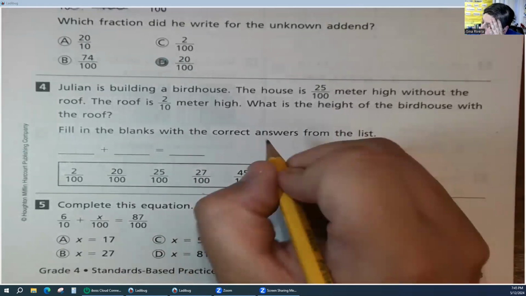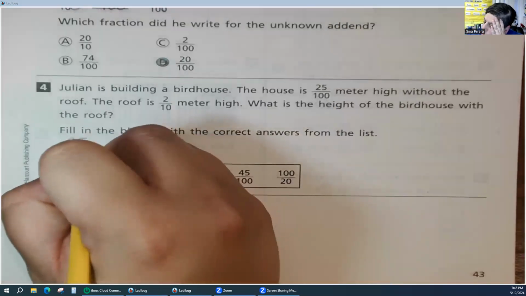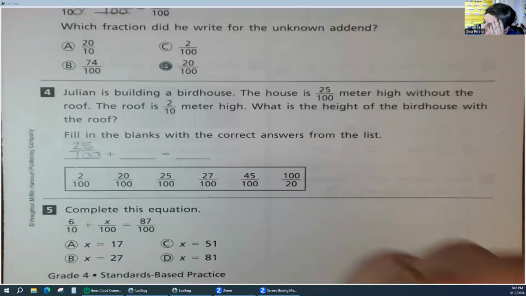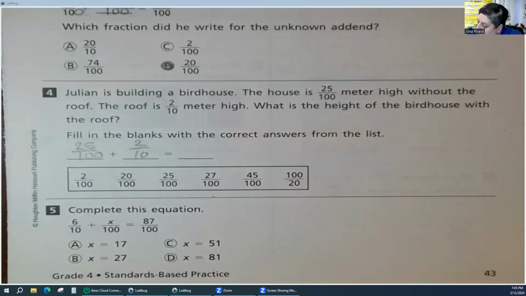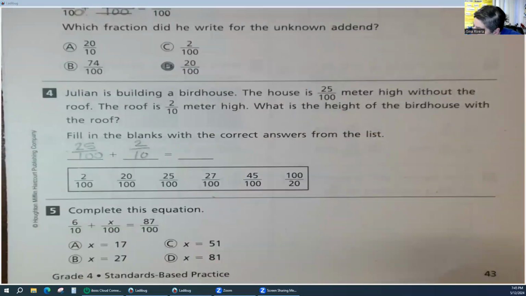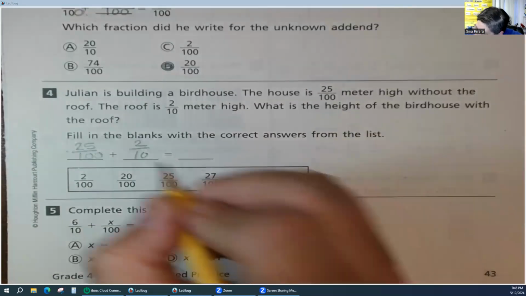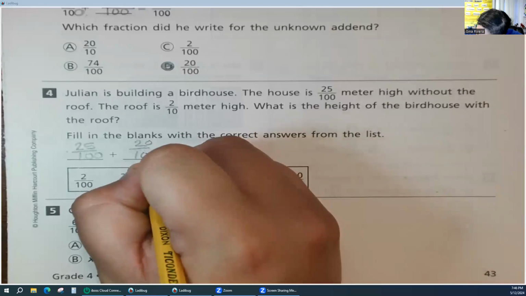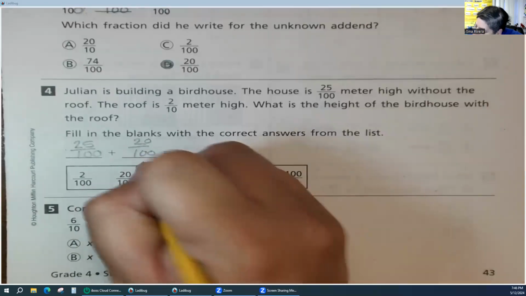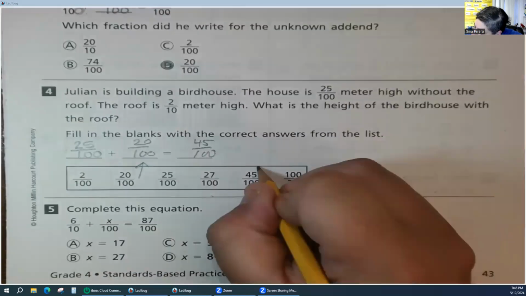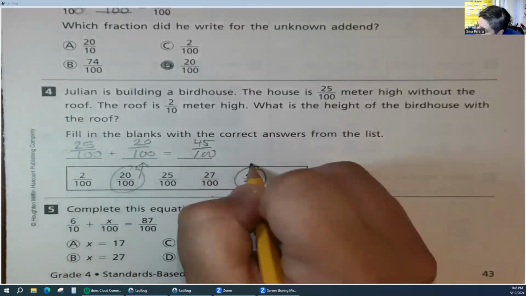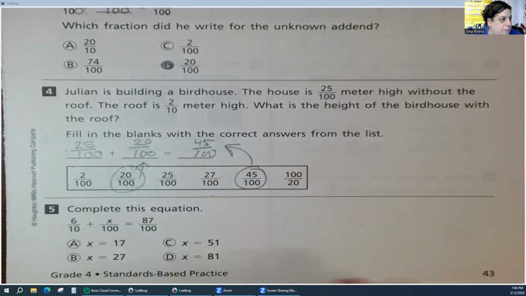Okay, so without the roof, it is 25 hundredths and the roof is 2/10. How much is it together? So that means that 25 hundredths is here, right? The 2/10 goes right there, but really I would have had to turn it to 20 hundredths, so that number would have gone there, for a total of 45 hundredths, which is right there. These are the two numbers that go in those blanks.